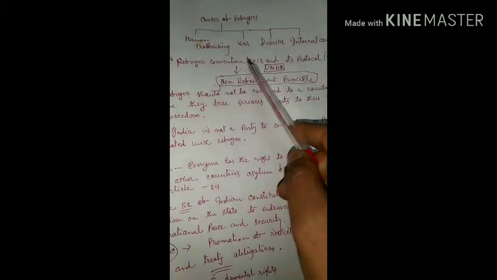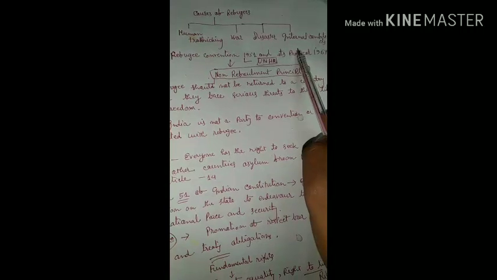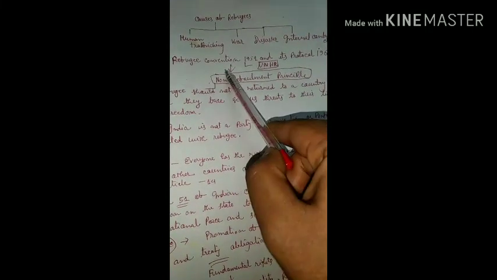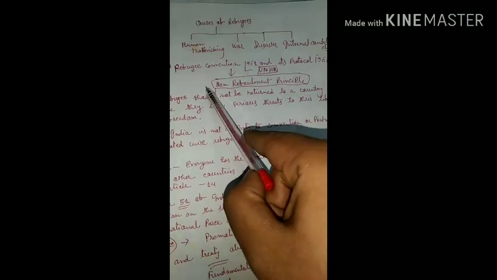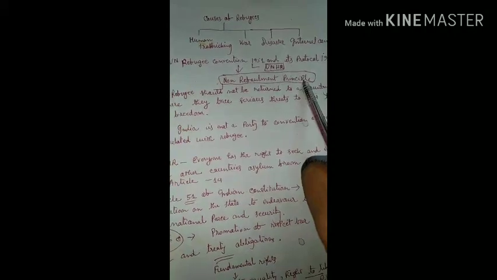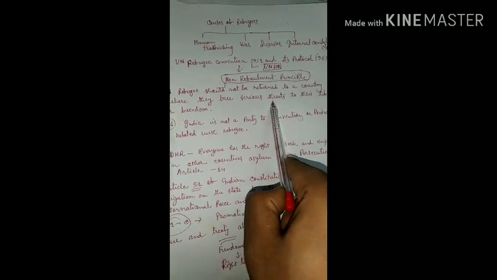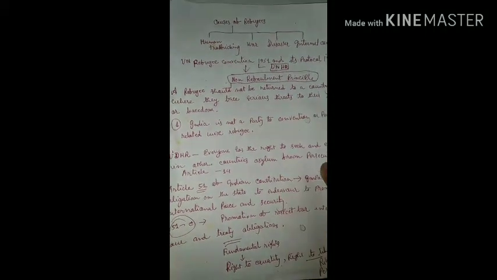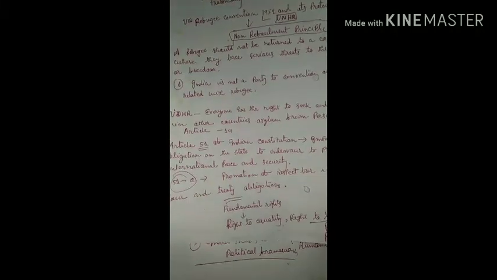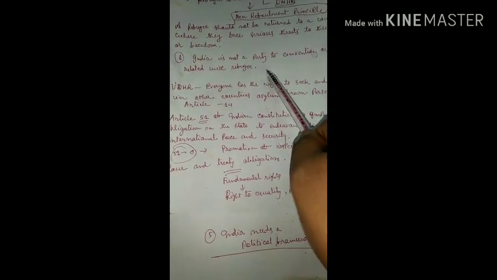Now let's see some common grounds. The causes of refugees: we all know that human trafficking, war, disaster and international conflicts are some causes of refugees. The Refugee Convention 1951 and its Protocol 1967 have a principle called the non-refoulement principle. This principle says that a refugee should not be returned to a country where they face serious threats to their life and freedom. And India is not a party to the convention or protocol related to refugees.